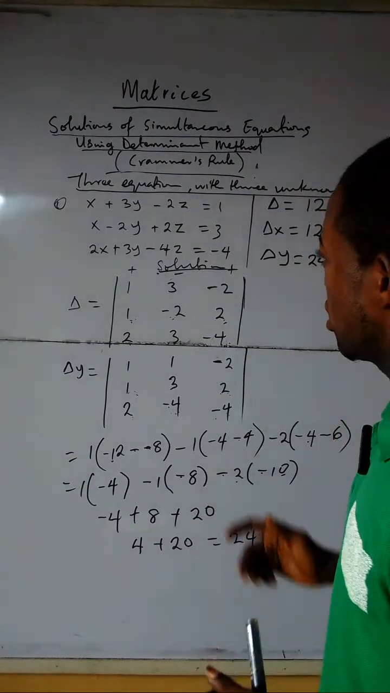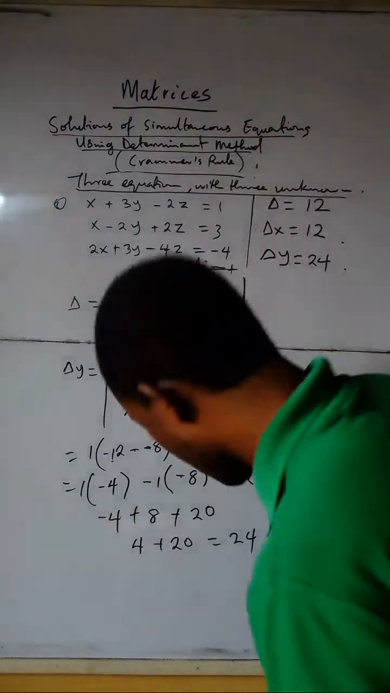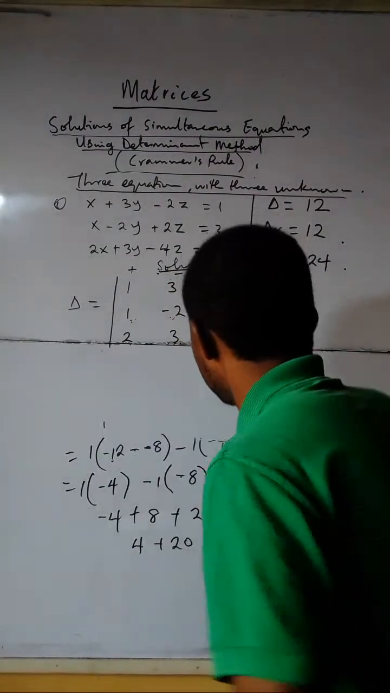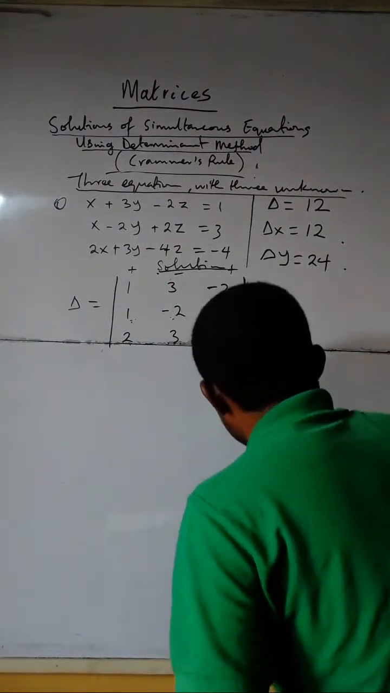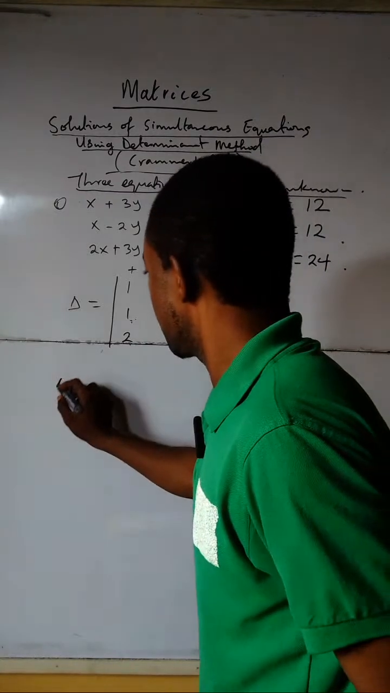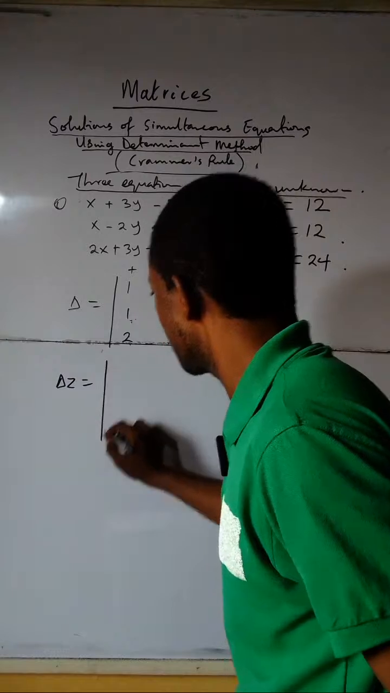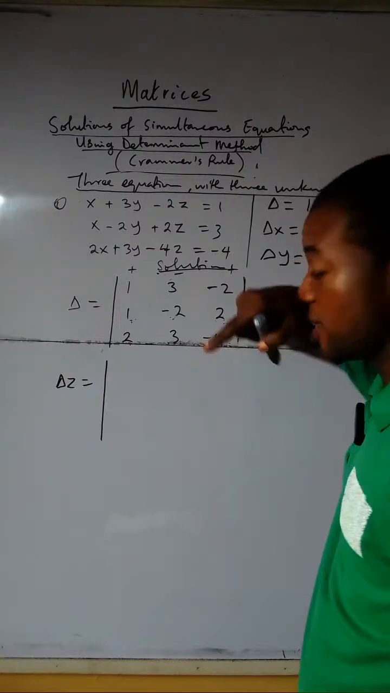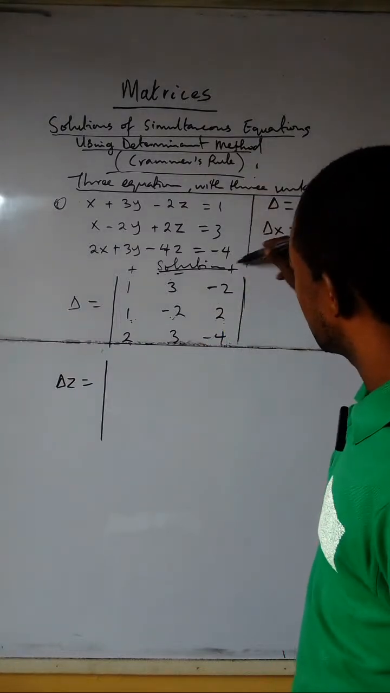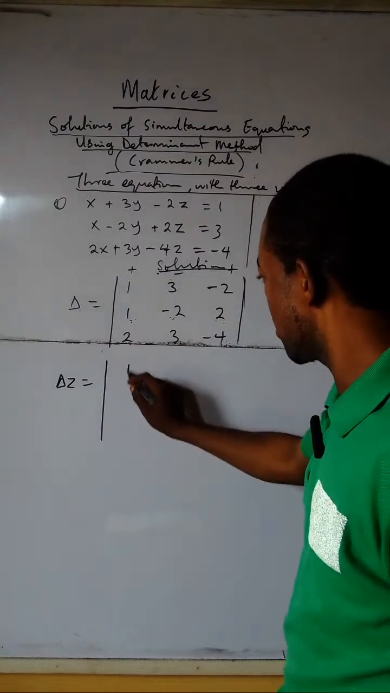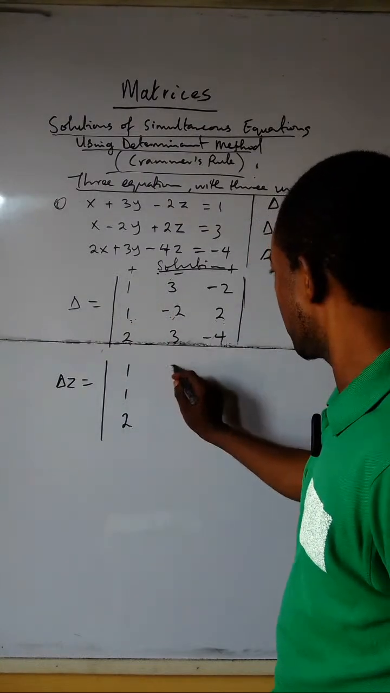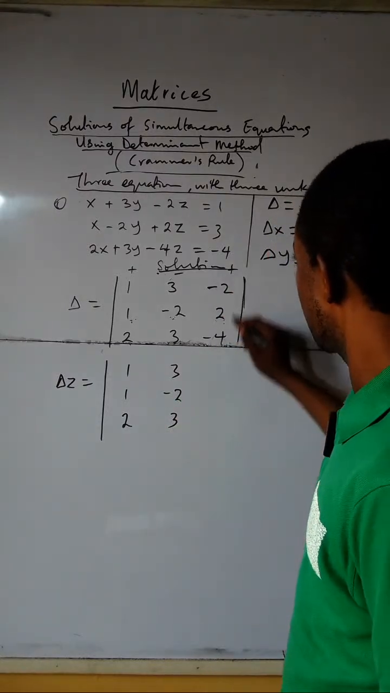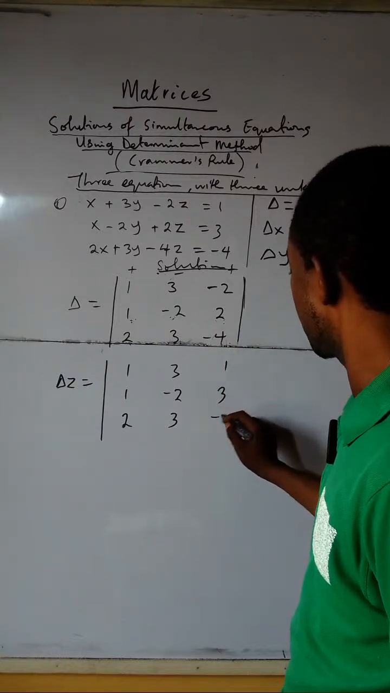Then you find the determinant with respect to z as well. That is, the next is the determinant with respect to z. Delta z also will be equal to, all we need to do is to change the column of z here, that is the last column, and we replace that with the constant on the right hand side. That is, here we still have 1, 1, 2. Here we have 3, minus 2, 3. Then here now we change this as 1, 3, minus 4.